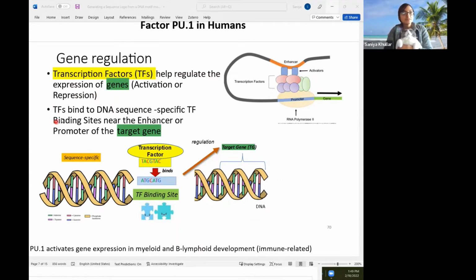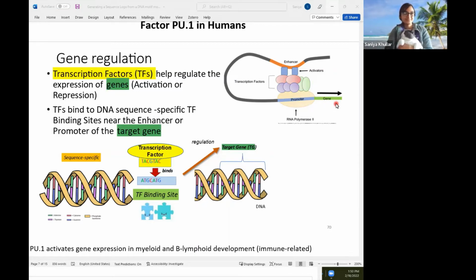So these transcription factors bind to sequence-specific transcription factor binding sites near the enhancer or the promoter of a target gene. So these TF binding sites are often located on enhancer or promoter regions. These transcription factors, coming near the enhancer or promoter and binding to the binding sites there, help recruit RNA polymerase II, which then helps transcribe this gene into a copy of messenger RNA that can leave the nucleus and then be translated by the ribosome into a polypeptide chain that can ultimately form its own protein or be part of a protein.